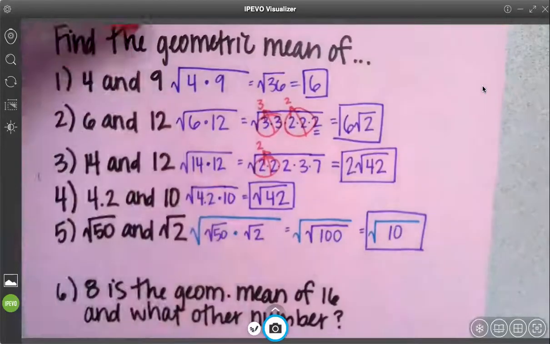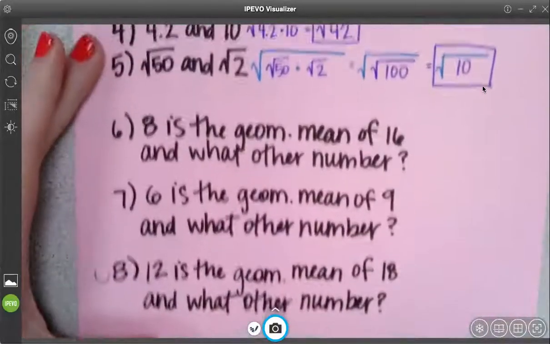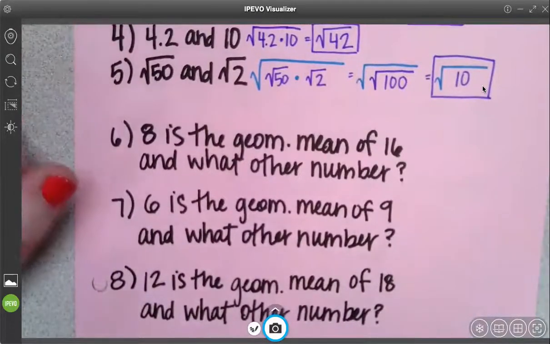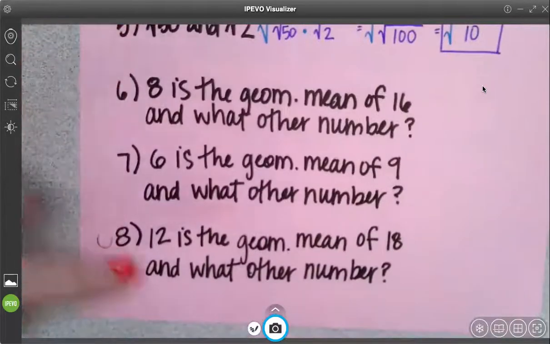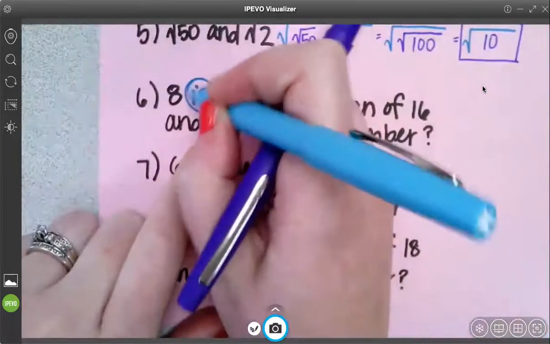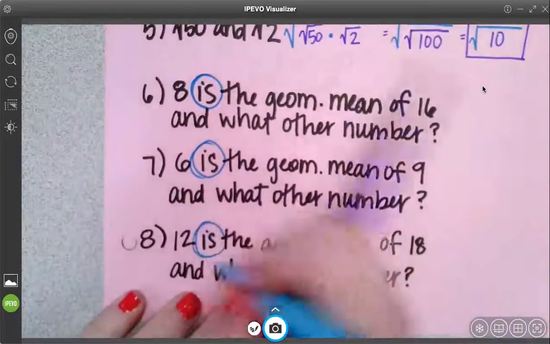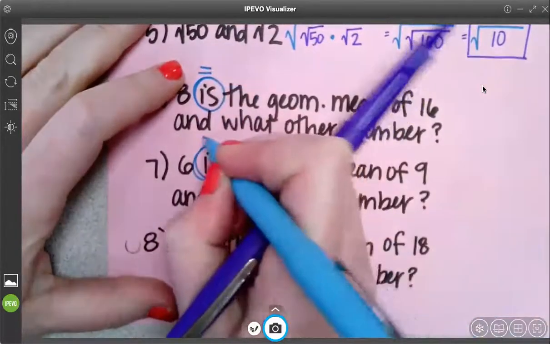But sometimes you'll see some other questions as well. So notice the difference in how 6, 7, and 8 are phrased as compared to 5 and above. You're finding the geometric mean up here in all these 1 through 5. But in 6 through 8, it tells you what the geometric mean is. It says 6 is the geometric mean, 12 is the geometric mean. In math, when you're setting up a word problem, is means equals.